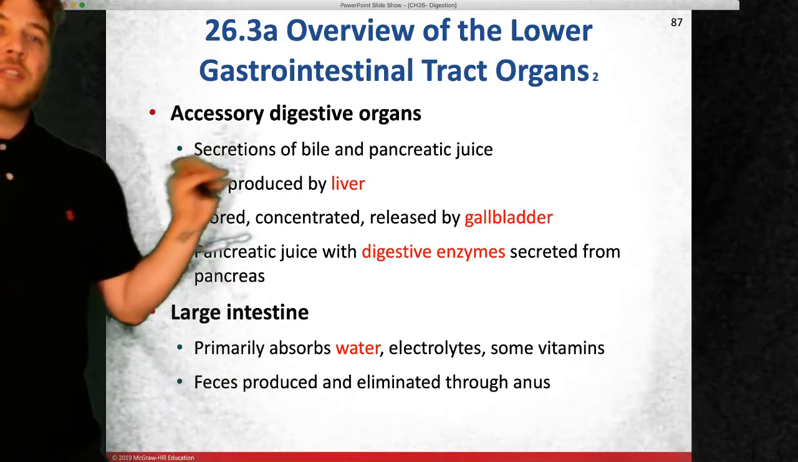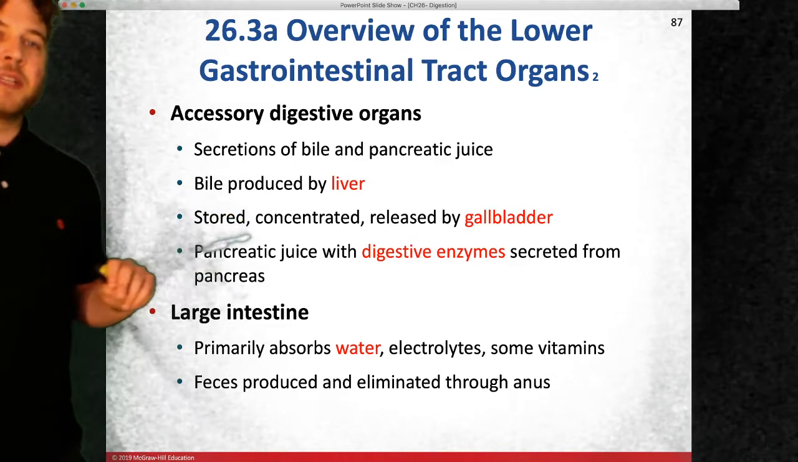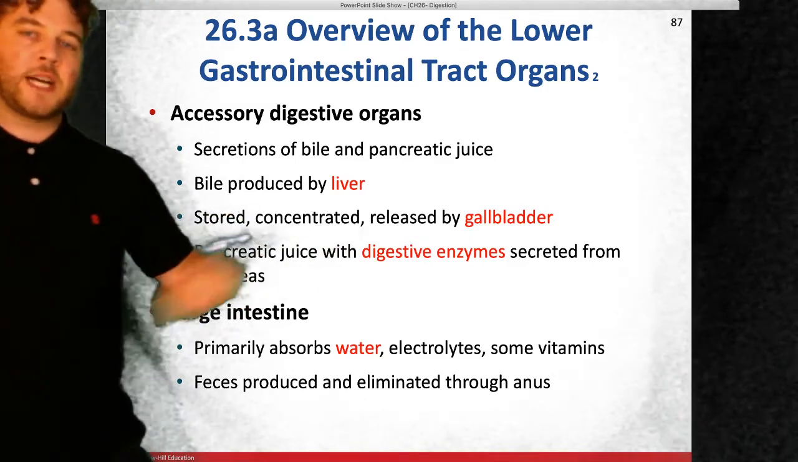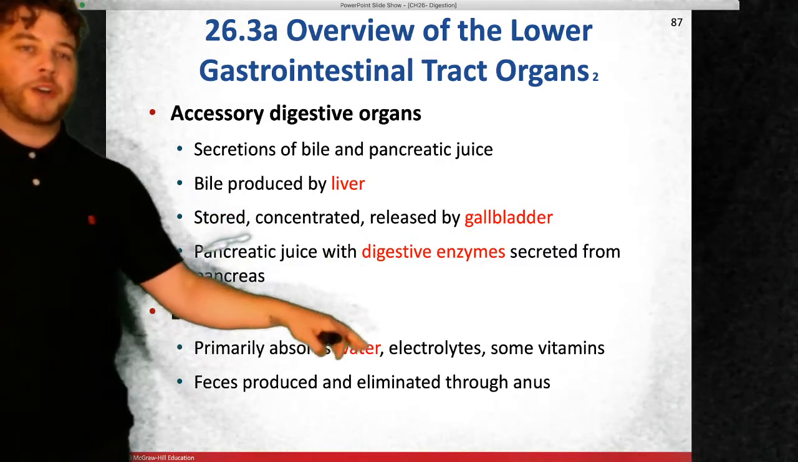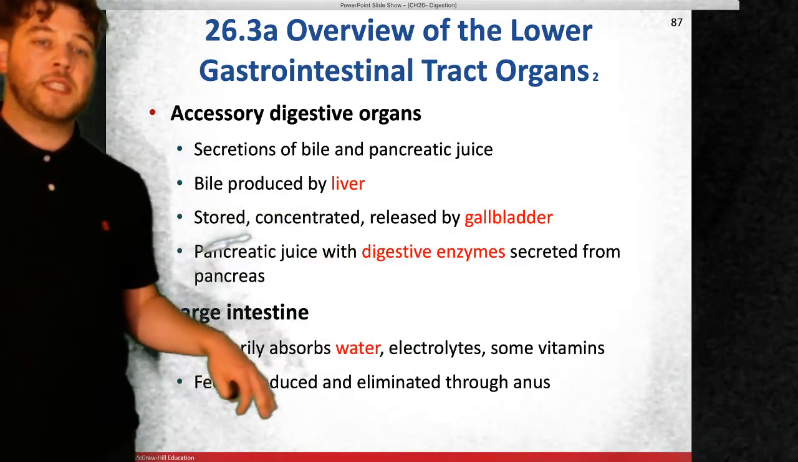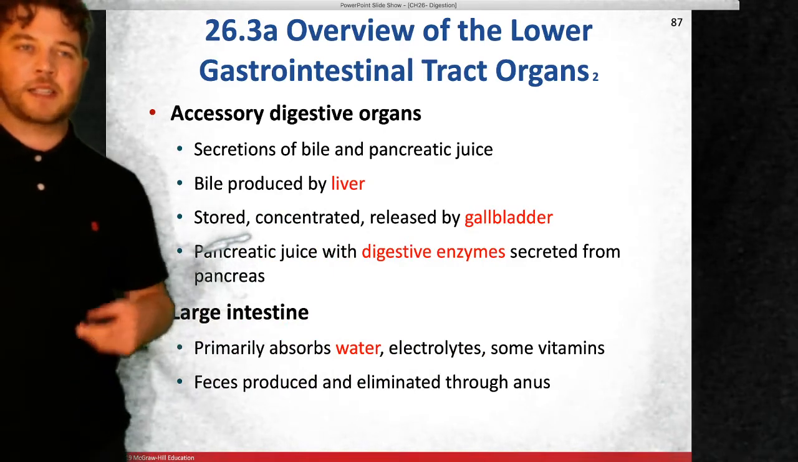You also have more accessory organs, secretions from the bile and pancreatic juices, bile from the liver, stored and released by the gallbladder, pancreatic juices with digestive enzymes from the pancreas. Large intestine is primarily absorbing water, electrolytes, and some vitamins. It also produces feces that are eliminated through the anus. The absorption of water compacts chyme into feces.